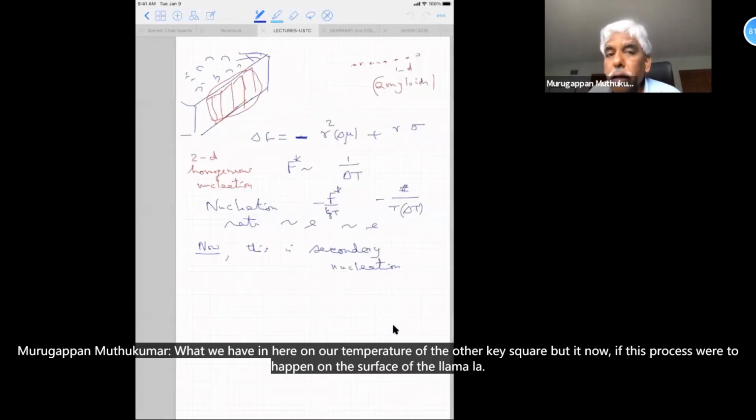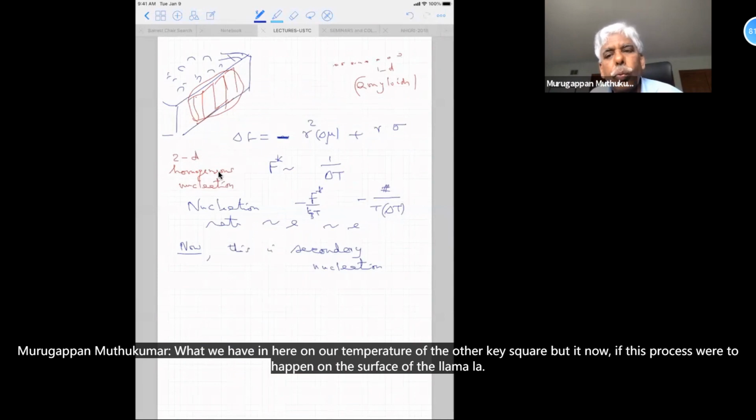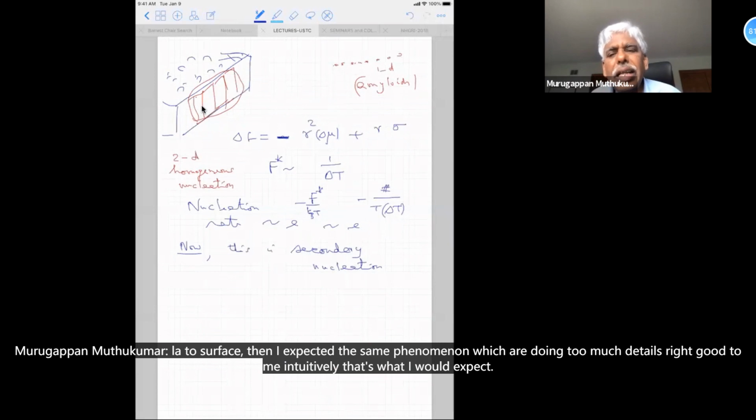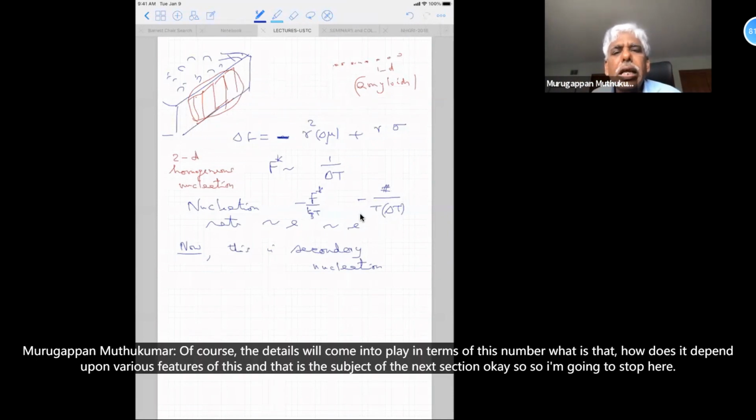But now, if this process were to happen on the lateral surface of a lamella, then I expect the same phenomenon, without considering too many details. Intuitively, that's what I would expect. Of course, the details will come into play in terms of this number: how does it depend upon various features of this? That is the subject of the next lecture. Okay, so I'm going to stop here.